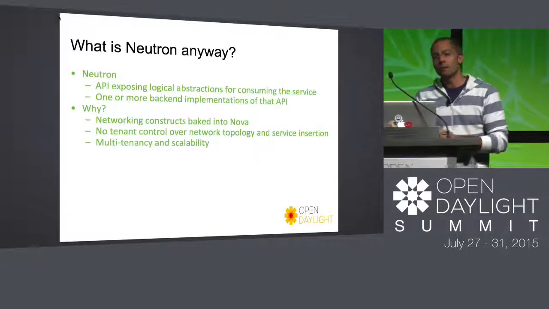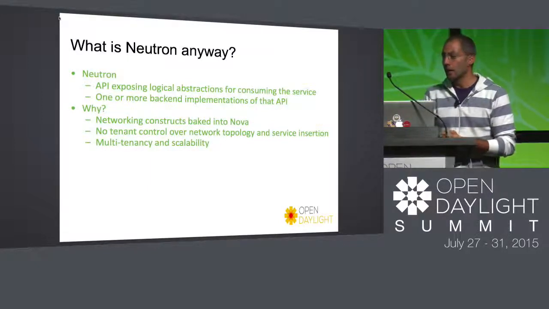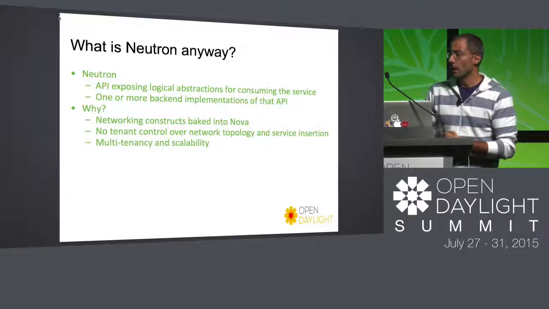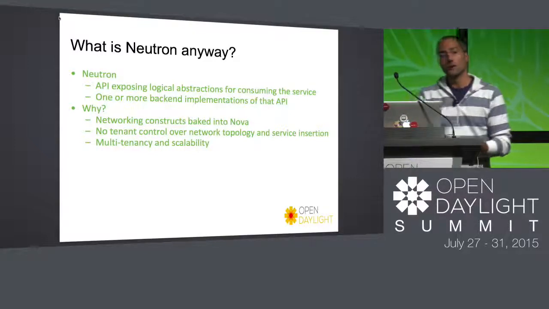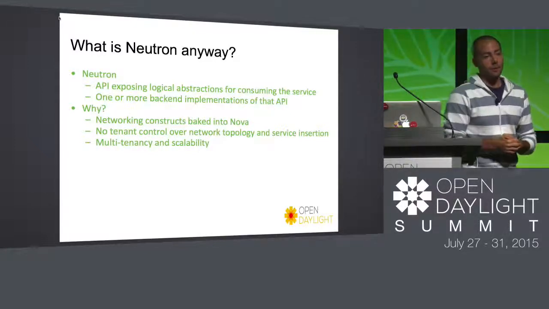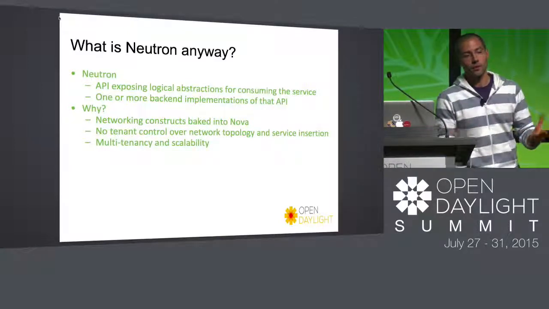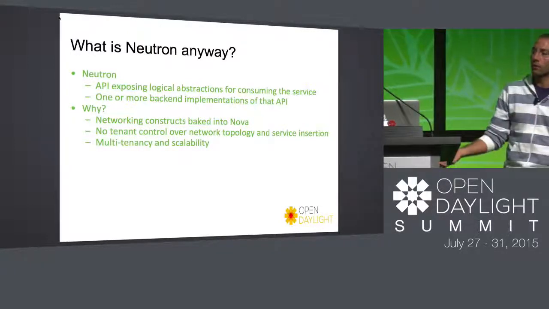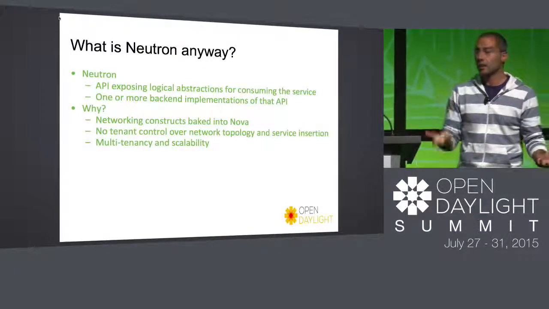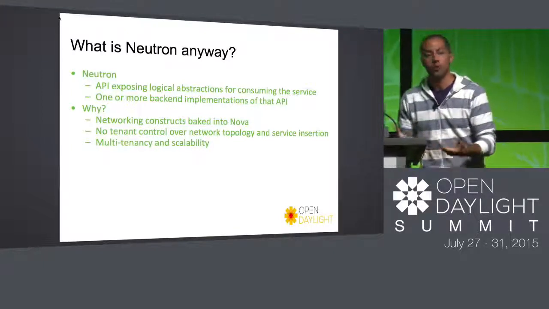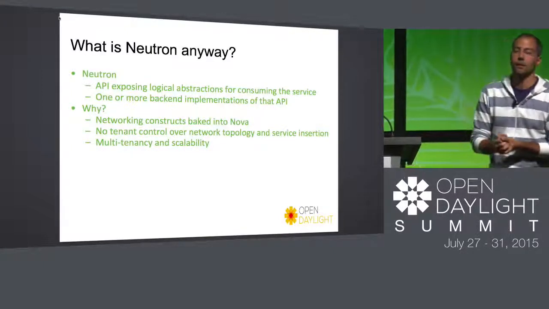And why was Neutron started? I mean, the history of the project led to the point where we are at now, because initially OpenStack came about with the conjunction of 2 projects. Swift was targeting storage, and Nova was targeting compute. And there were some networking concepts built into the Nova model.